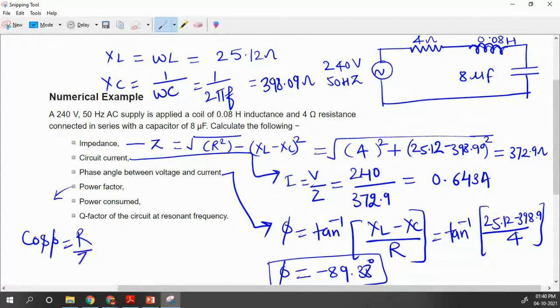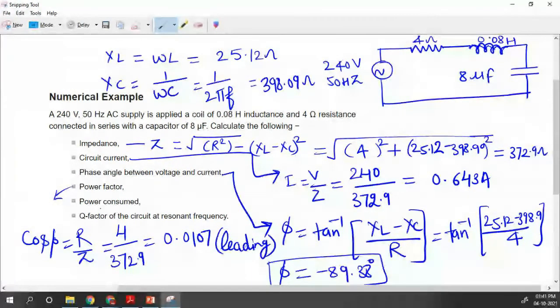Cos of phi is equal to R upon Z. So you know the resistance value, that is 4, and impedance Z is 372.9, and you can find it as 0.0107. So that means it is also leading. Power factor is leading.